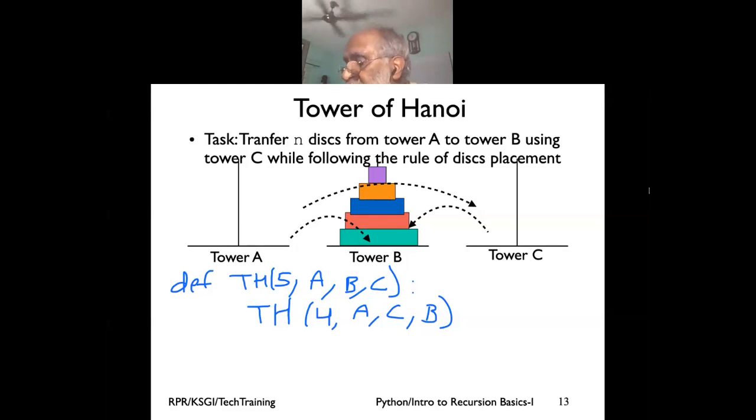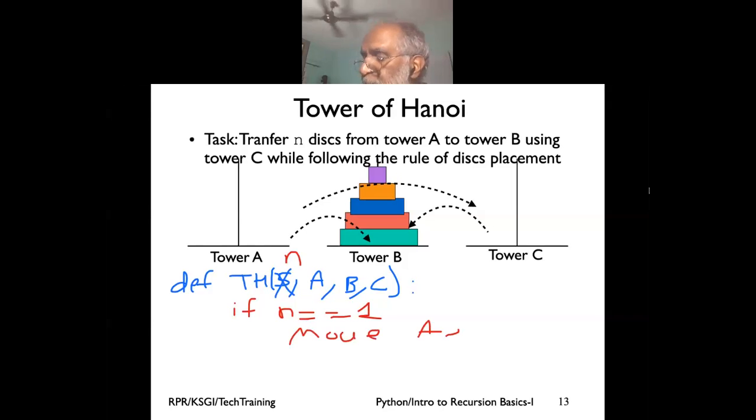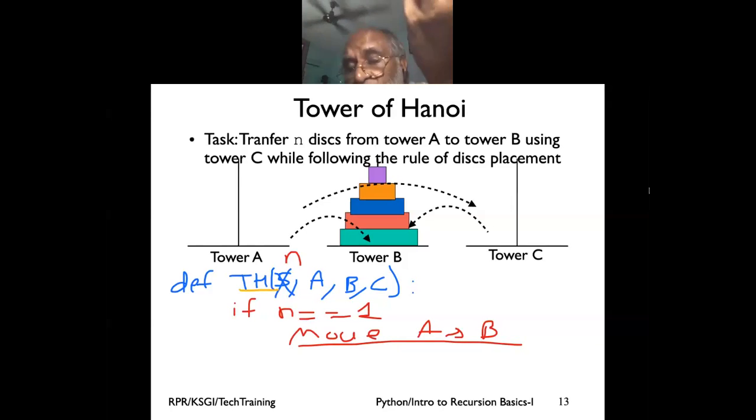But what is my terminating condition here? Let me say this is my N. If N is equal to 1, move A to B. One disk, this physical move. I don't need to call this function. If N is not 1, then I need to do my work. So this is my terminating condition. If N is 1, move one disk from A to B. That I can move physically.